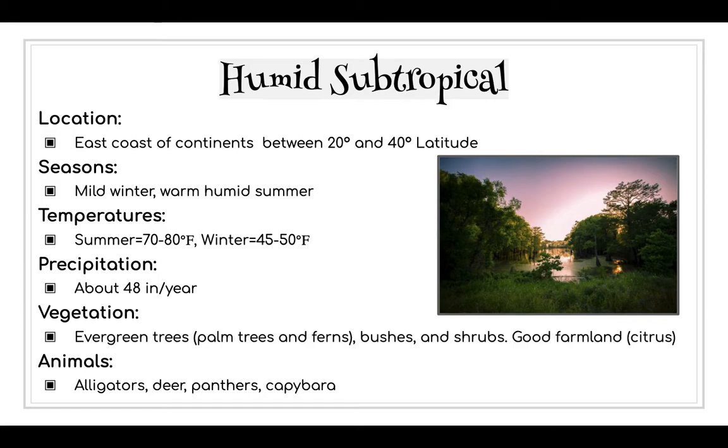As far as animals go, when we're talking about the more southern United States, there are more alligators, but there's also deer, panthers, or mountain lions. Capybara, that's more in Australia. You get the capybara, which is the largest rodent in the world, and he's a cute little guy.